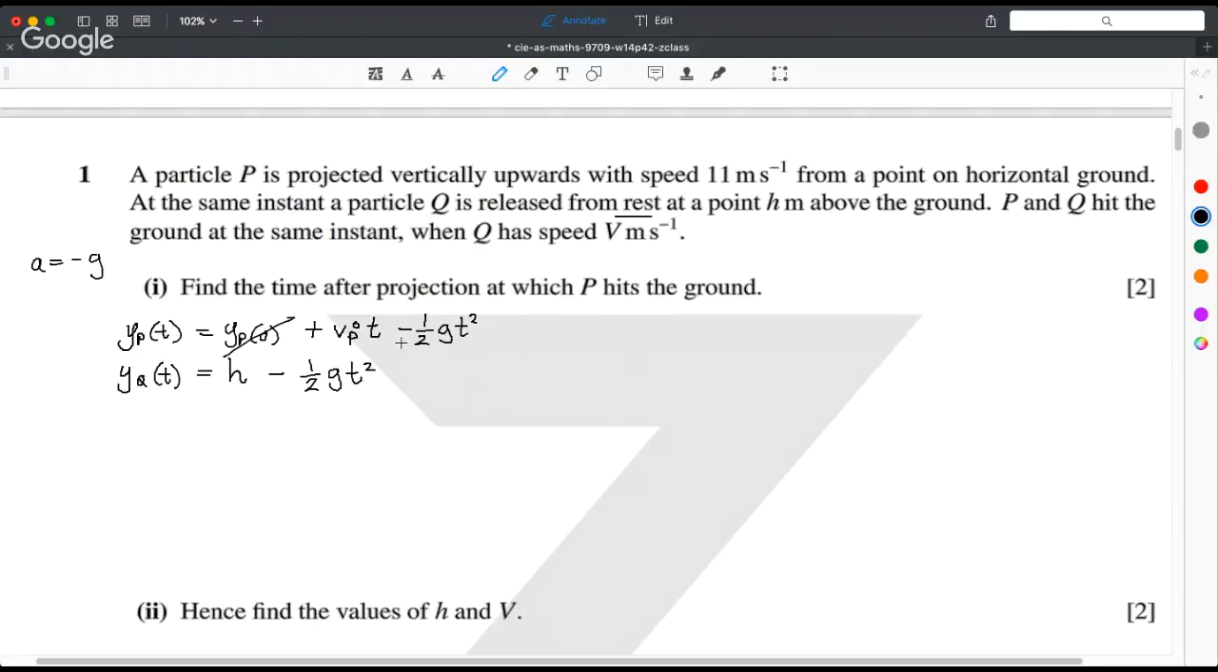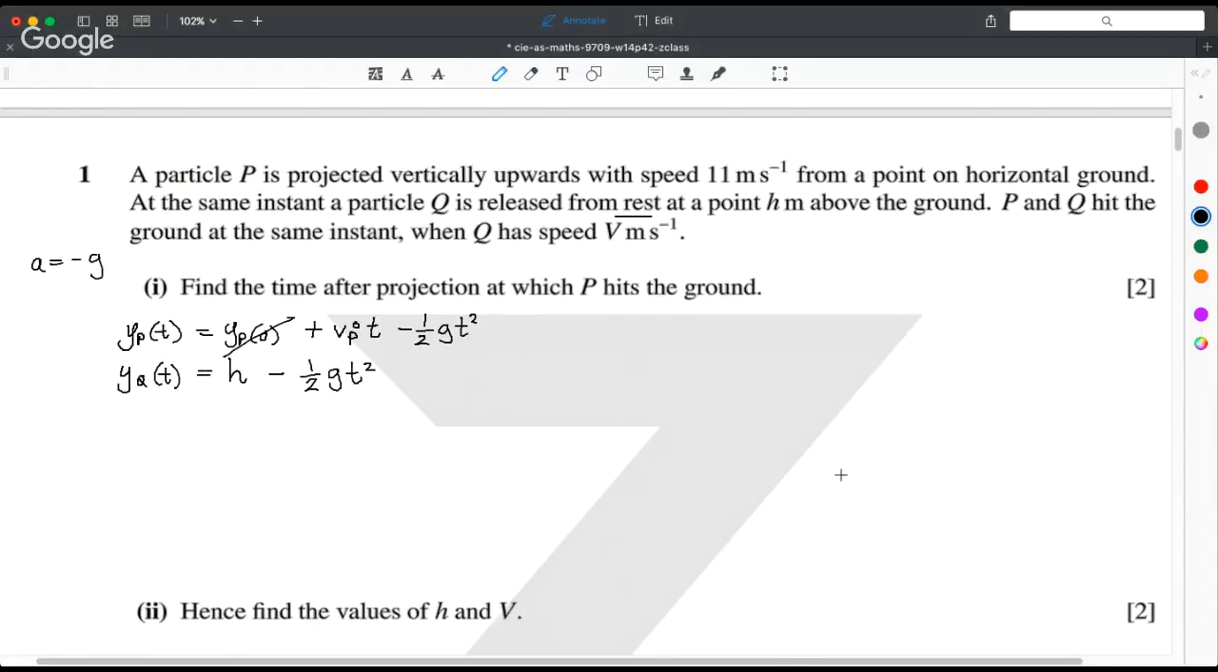So this is true at all points, and you notice that the time parameter that the y position depends on is the same for both. It's because they're released at the same instant. So t equals 0 is the same for both of these. If one was released later, then you would have to account for that, and we've seen that in other papers. But for now, this is fine.